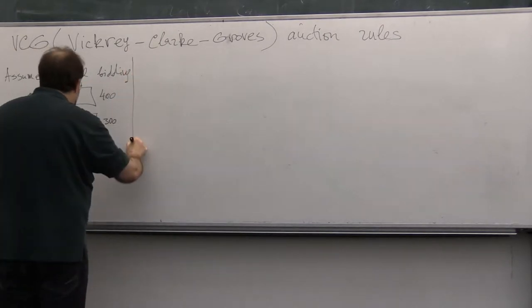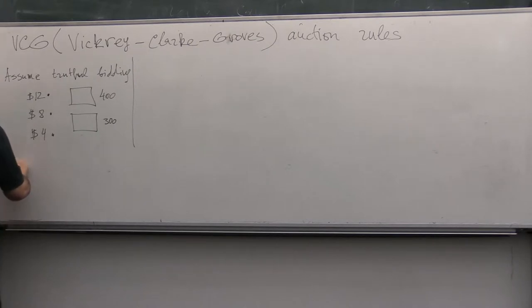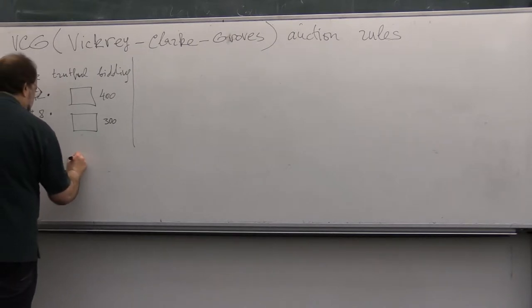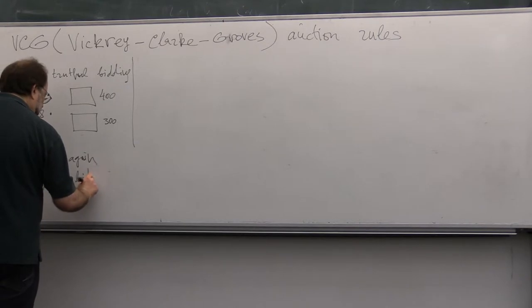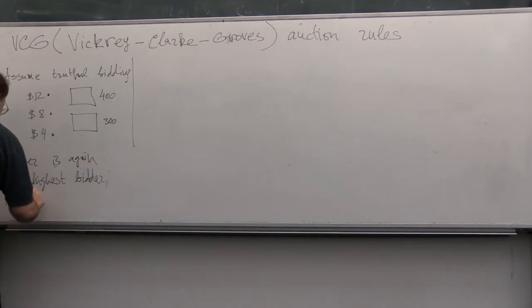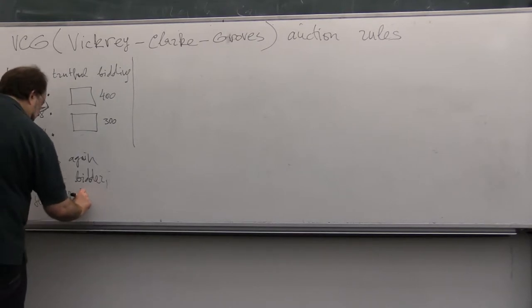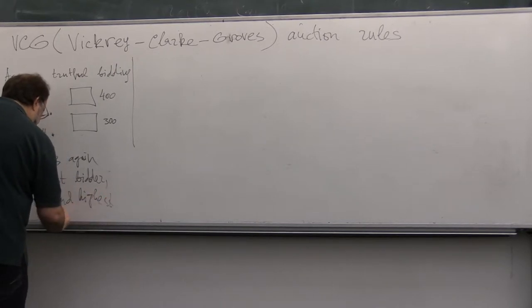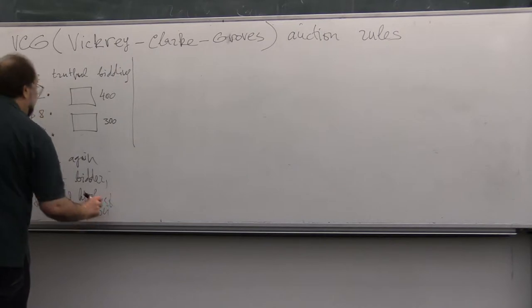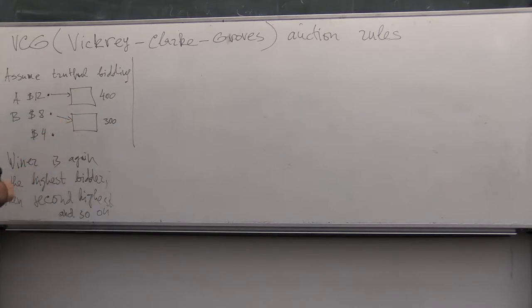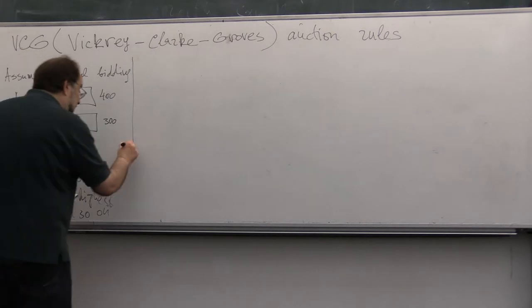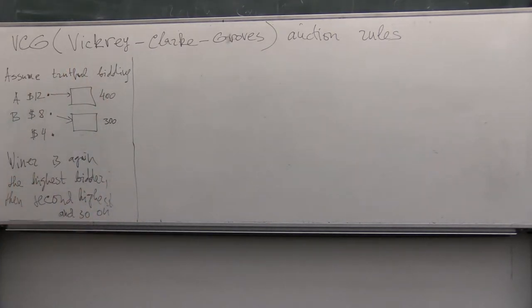Okay, so how do we determine the winner? The winner is again the highest bidder, then the second highest, and so on. Right, so in this case, bidder A will get this space, bidder B will get this space, and C doesn't get one. So the only difference is in how much you charge people.